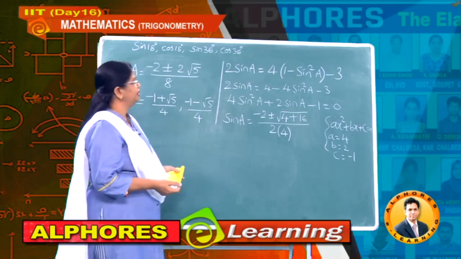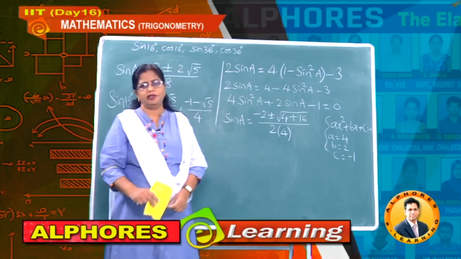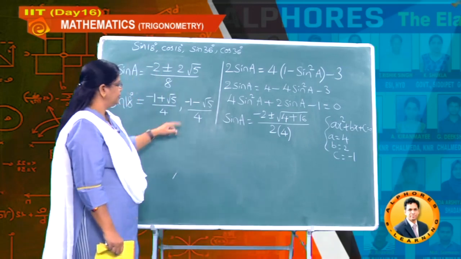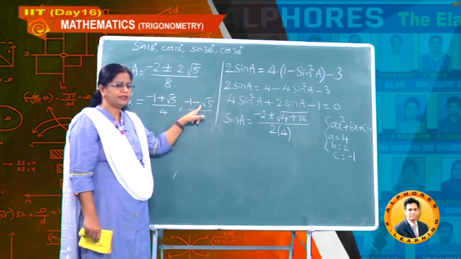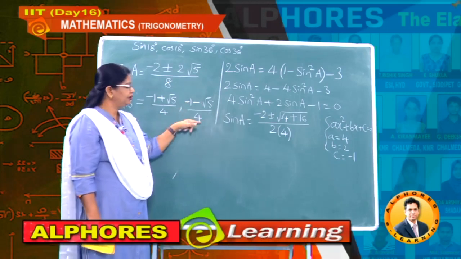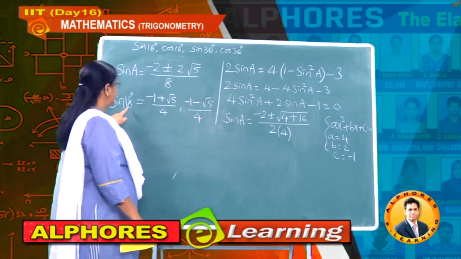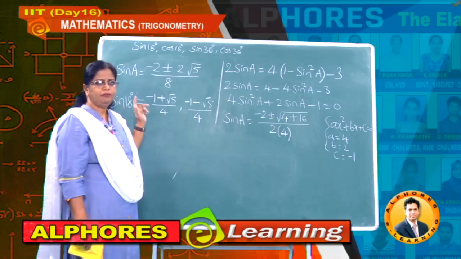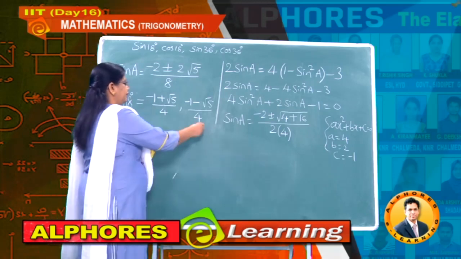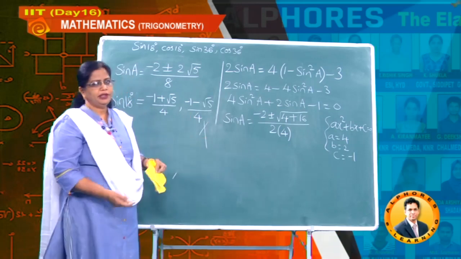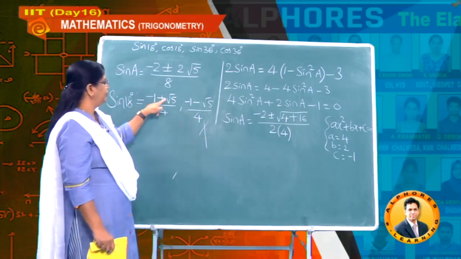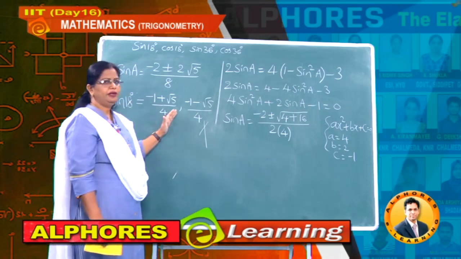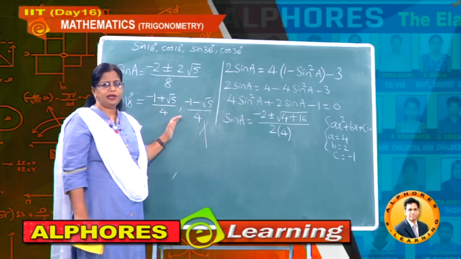So students, what is that 18 degrees? Actually it is an acute angle. Once it is an acute angle, then this value is completely negative, isn't it? So both negative means the total value is negative, but sin 18 cannot be negative as 18 is an acute angle. Therefore we don't consider this value. Hence what is our value here? Root 5 minus 1 divided by 4. Therefore sin 18 equal to root 5 minus 1 divided by 4.